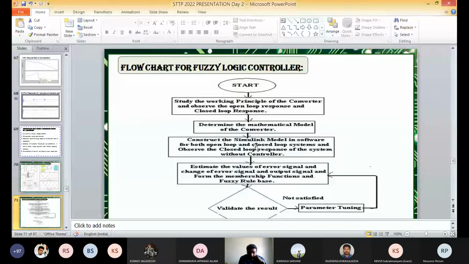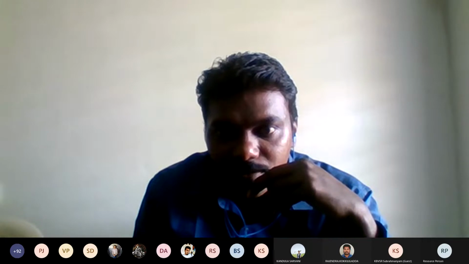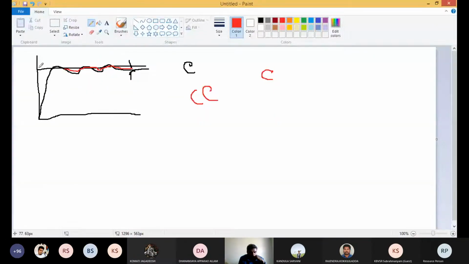Third one is we need to observe the open loop response. From that open loop response, we need to observe the range of the input signal we are getting, and the range of the error signal we are getting. That means by observing the open loop response, which shows the desired output and the present output, we need to identify the range of the error signal, the range of the change in error signal, and what you are requiring. Those three you need to calculate.